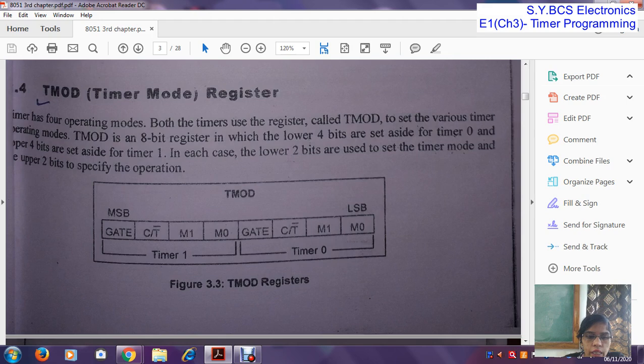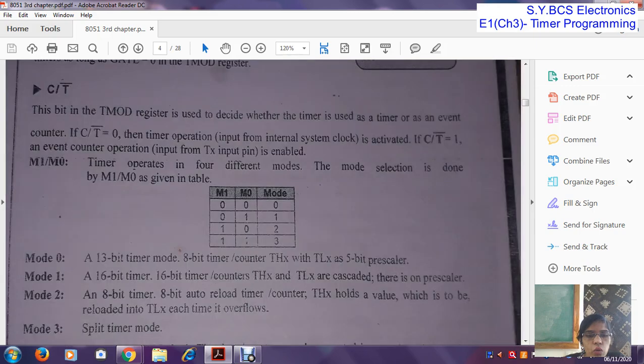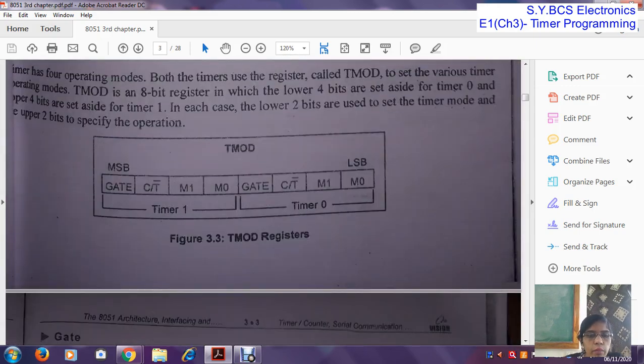The binary code for 1 is 0 0 0 1. So that means gate is 0, the timer is started and stopped by software, and the timer counter bit is 0, so it is used for time delay. The combination 0 1 means mode 1. So timer 1 mode 1 is selected, and in timer 0 the number 2 is loaded.